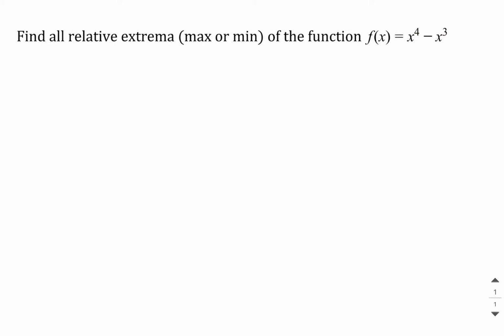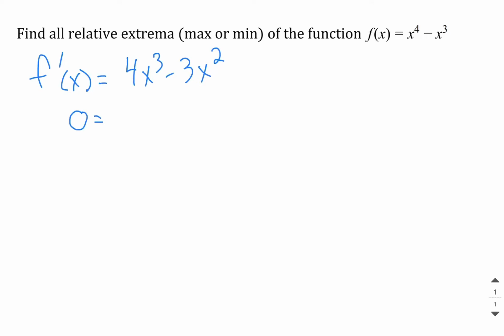Let's take a look at a quick example. We're going to find all relative extrema, maximums or minimums, of the following function: f of x is equal to x to the fourth minus x cubed. Same thing as yesterday, we want to find the derivative, f prime of x, which in this case is 4x cubed minus 3x squared. Then we set it equal to 0 and solve for the critical points. So 0 equals x squared times (4x minus 3) after factoring out x squared. We get 2 critical values: x is equal to 0, and on the inside, x is equal to 3/4.